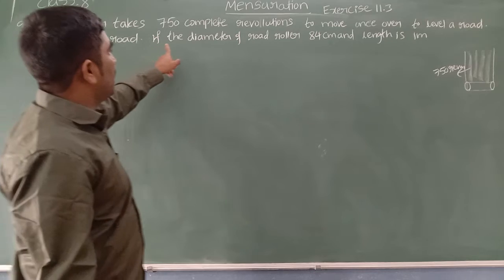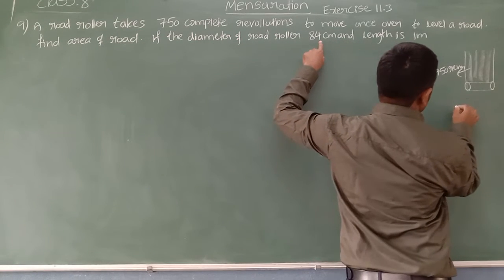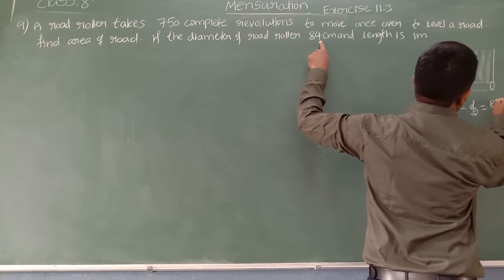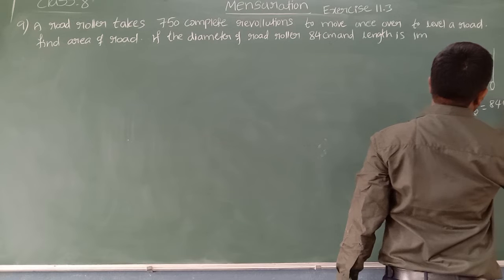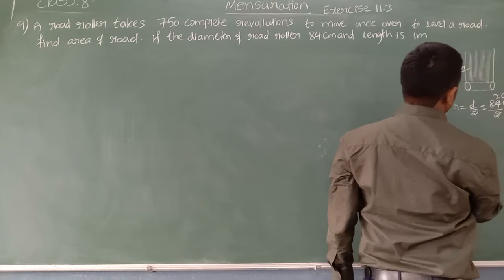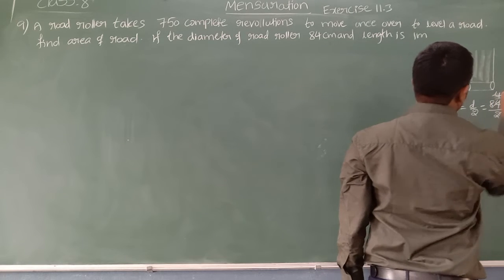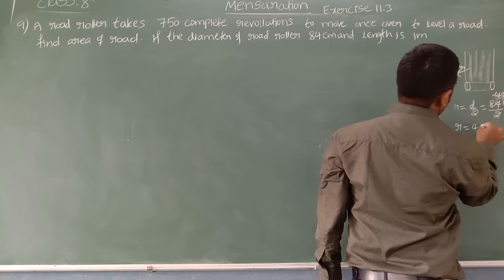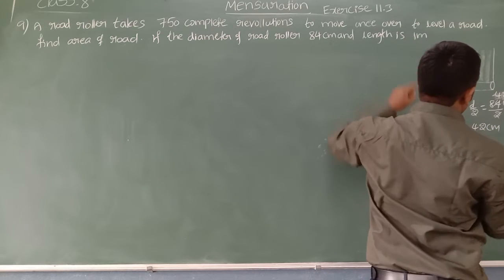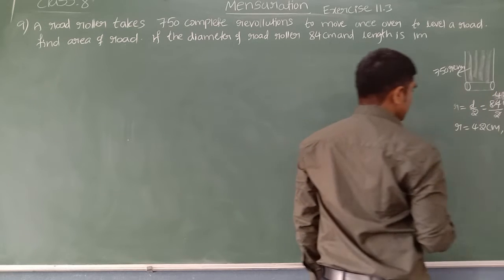He is asking, find the area of the road if the diameter of the road roller is 84 centimeters. So radius is equal to, what is the formula? Half of diameter. So diameter is 84 centimeters by 2. 2 4s are 8, 2 2s are 4. So radius is equal to how much? 42 centimeters. And the height, the length, is 1 meter. Here the length is nothing but height. Height is equal to 1 meter.